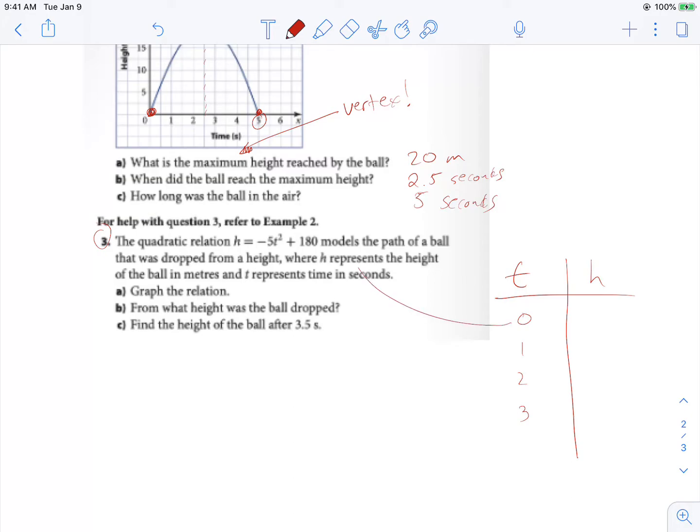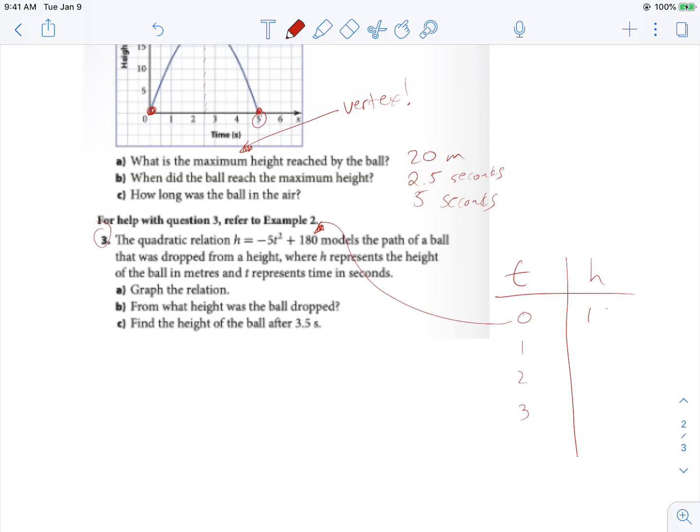So what we're going to do is put that 0 into this equation for t, and when we do that, our height is going to be 180 if you just use your calculator. The next one, if you put the 1 in, it's going to give you a height of 175. And then the next one, if we put that in, it's going to give us a height of 160, so it's starting to drop quicker and quicker and quicker. And then if we did 9 plus 135, you see that's starting to pick up pace.